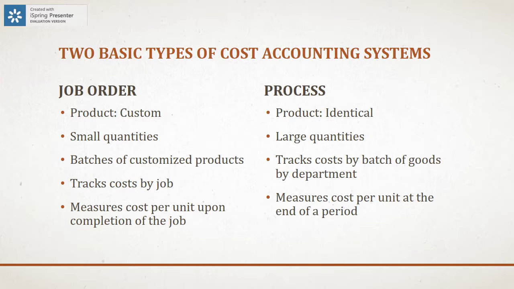The process system involves the mass production of extremely similar or identical products in a continuous and sequential flow of processes. The process system is used to produce homogeneous goods, products that have very little or no differentiation, and tracks costs by department.